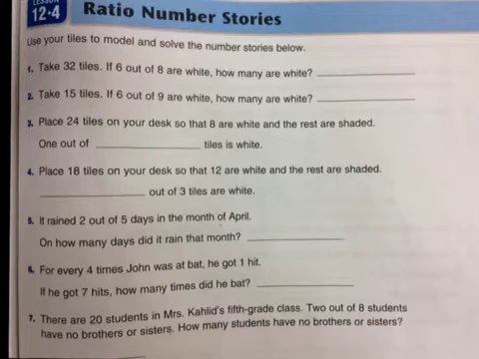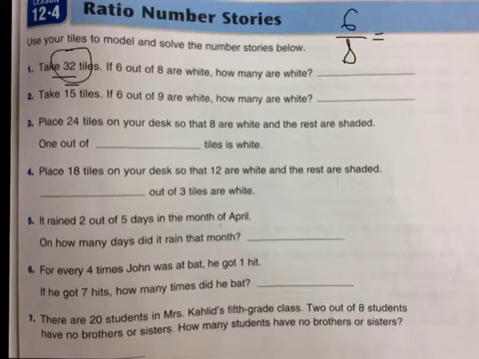On page 409, we're going to continue doing the same things, okay? So if you look at 1, you have 32 as your total number, okay? 32 tiles. Doesn't say anything about white or any color, just 32 tiles. It's a total. And every 6 out of the 8 are white, okay? So it would look something like this. 6 out of 8 are white, and there is a total of 32 tiles.